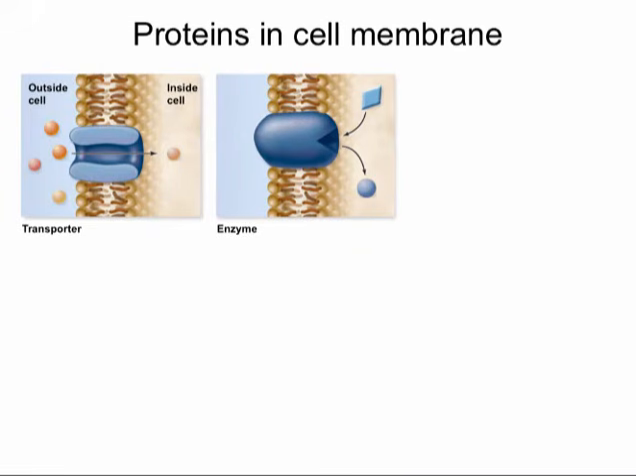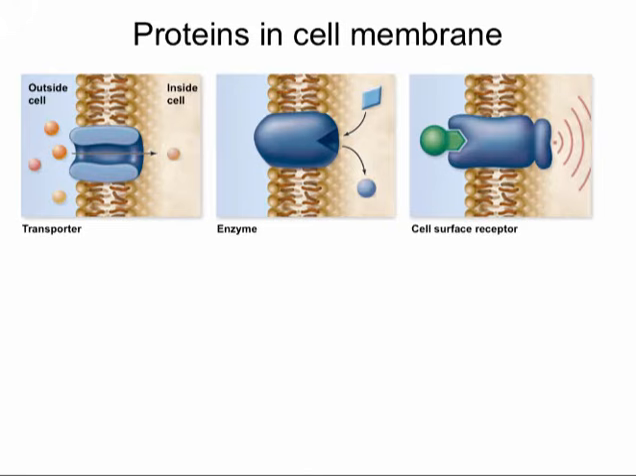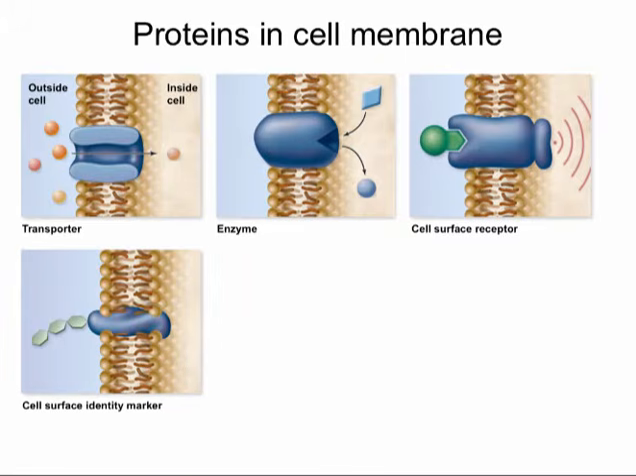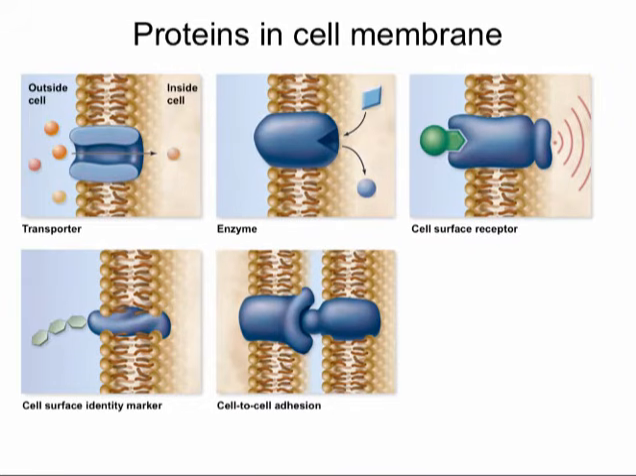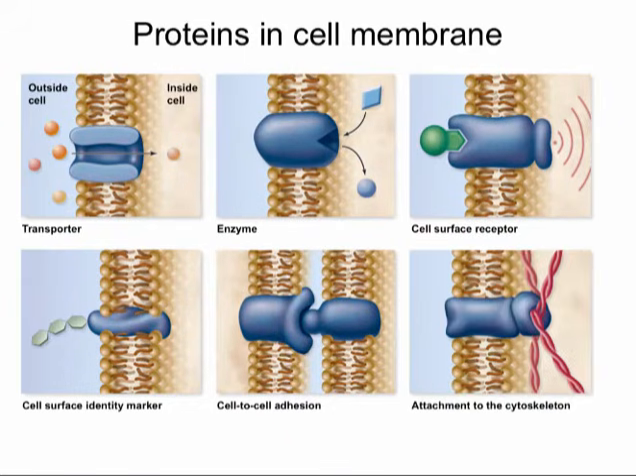There are also proteins that are enzymes that catalyze reactions in the perimeter of the plasma membrane. There are other proteins that act as receptors so that they recognize and bind to signaling molecules that are circulating outside of the cell. There are proteins that convey the identity of the cell, and this will become very important for immune function. It's also very important during the process of development and cellular differentiation. There are also proteins that allow the cells to adhere to one another, and also the ones that help attach to the cytoskeleton, and they also attach to surrounding cells.